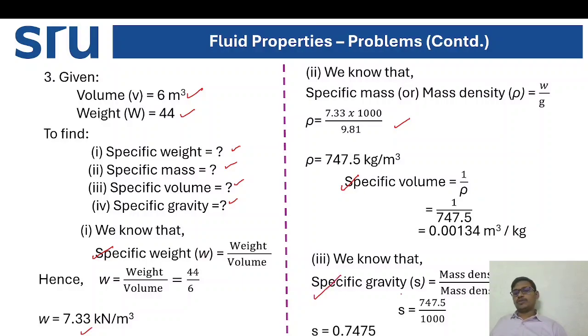Specific gravity equal to mass density of liquid by mass density of water. Specific gravity equal to 747.5 by 1000, where 747.5 is the density of the liquid, we already know this, so S is equal to 0.7475.